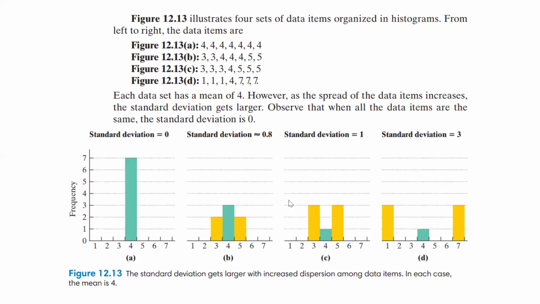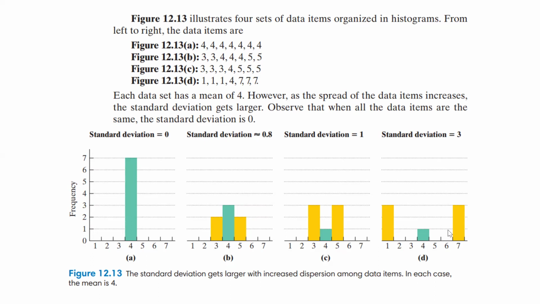All right, so this figure here illustrates four sets of data items organized into histograms. Again, remember histograms are bar graphs that are touching. Now, this one has all fours. This one has two threes, three fours, and two fives. The next one has three threes, one four, and three fives, and then three ones, a four, and three sevens. So that's kind of what we're showing here.